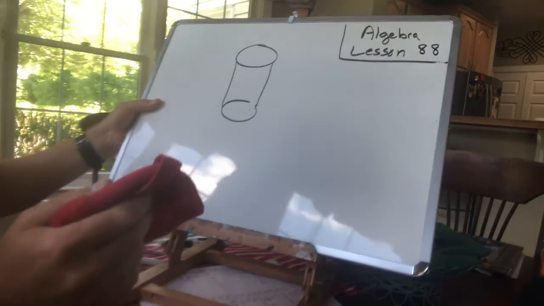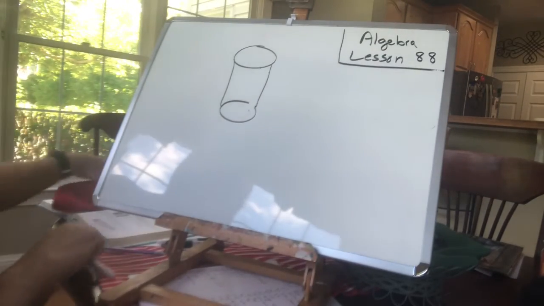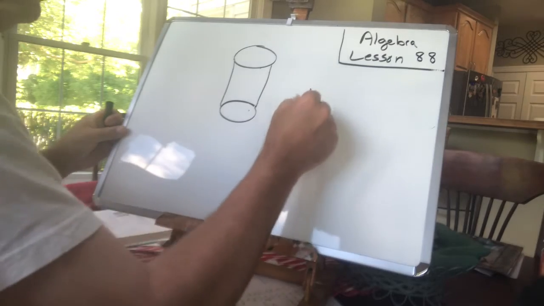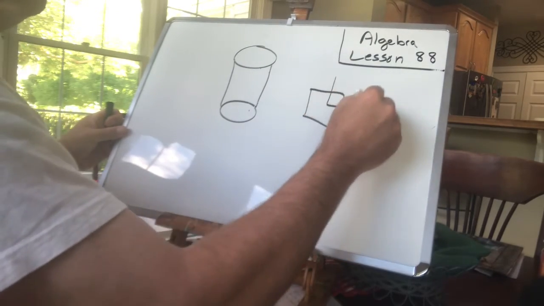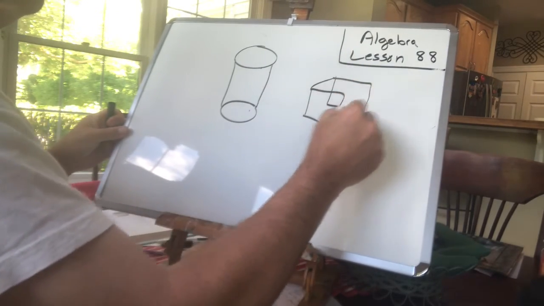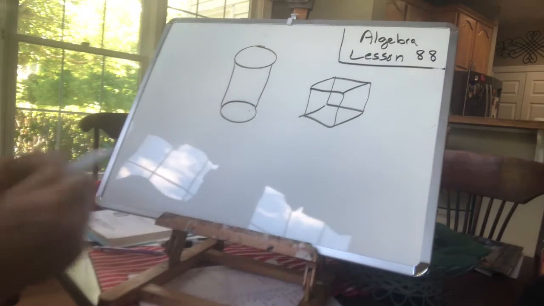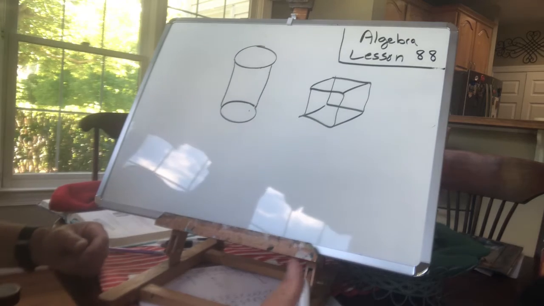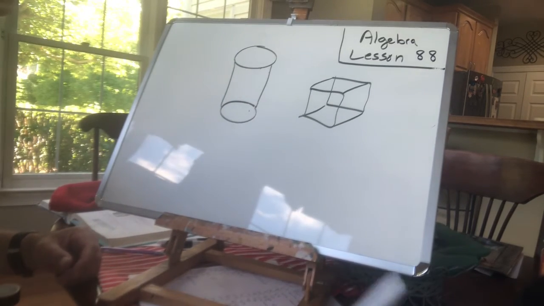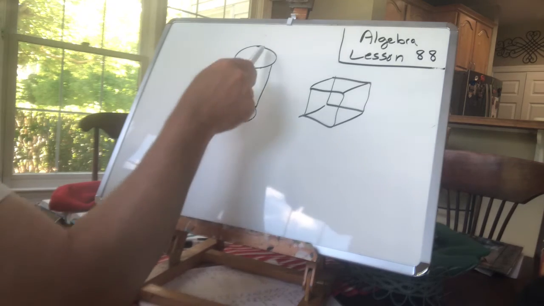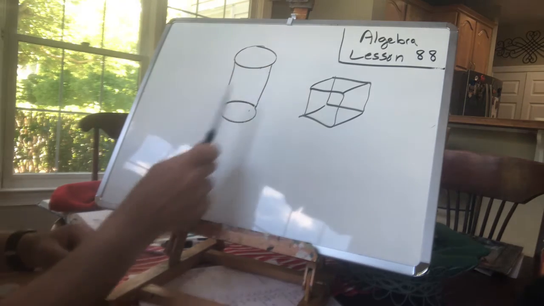So what we need to know about the surface area, okay? I'm just doing a cylinder right here. It could be a cube or a rectangular prism. It could be anything. It's a right solid. That's a right solid. Surface area. Okay. Surface area just means what's the area of the bottom, what's the area of the top, and what's the area around it.